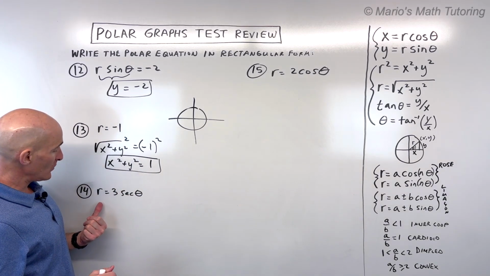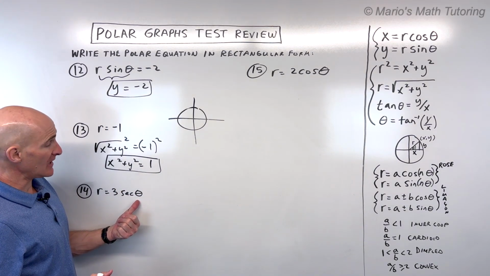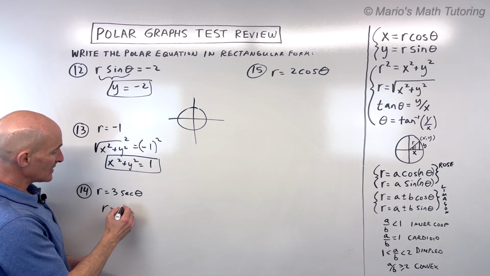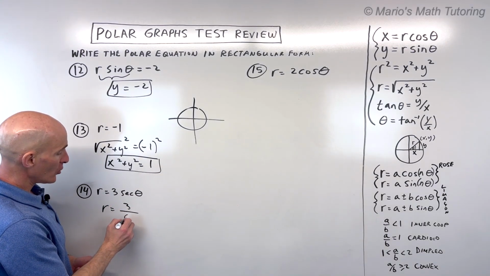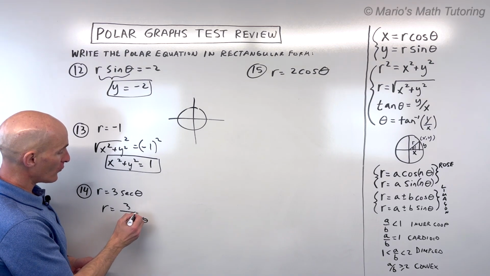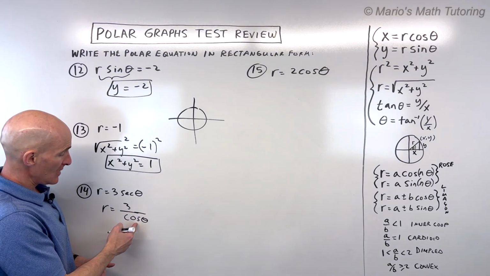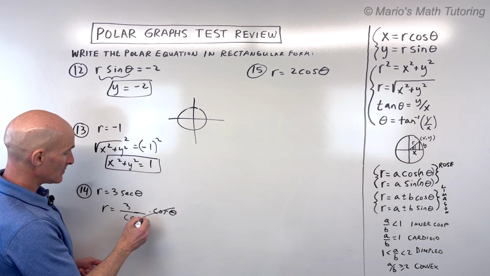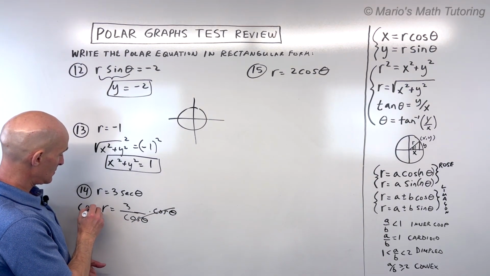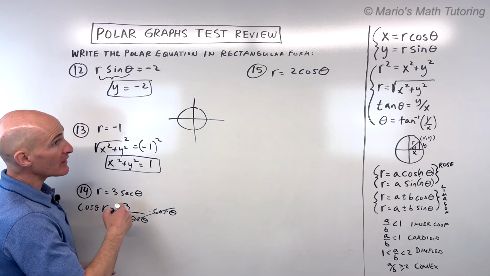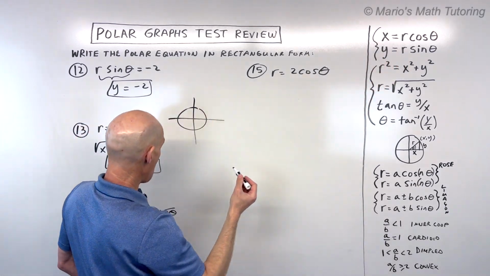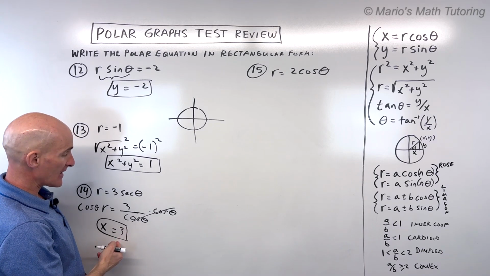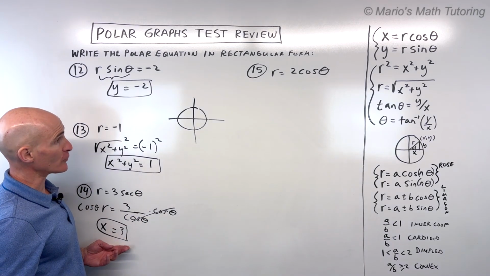For number 14, we have r equals 3 secant theta. Okay, now we know from our trig identities that secant is the reciprocal of cosine. So I could write this as 3 over cosine theta. If I multiply both sides by cosine theta, r cosine theta is equal to x. So this is going to be x is equal to 3. And that's a vertical line in rectangular form.